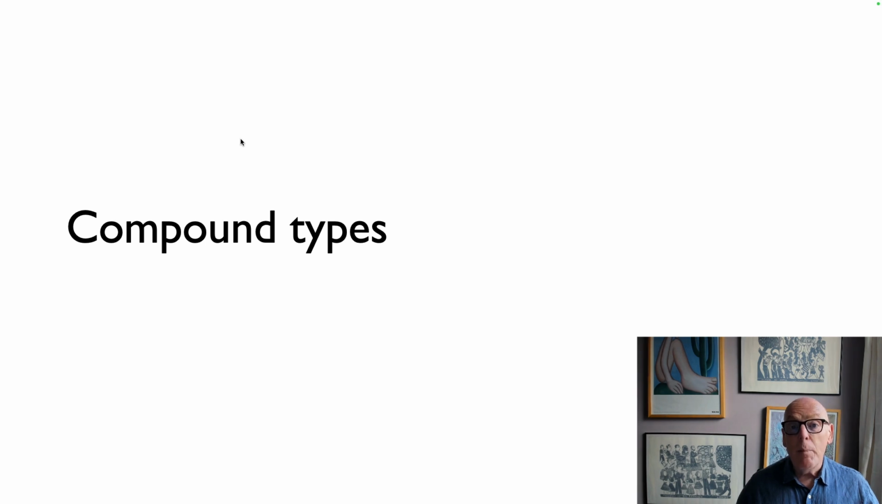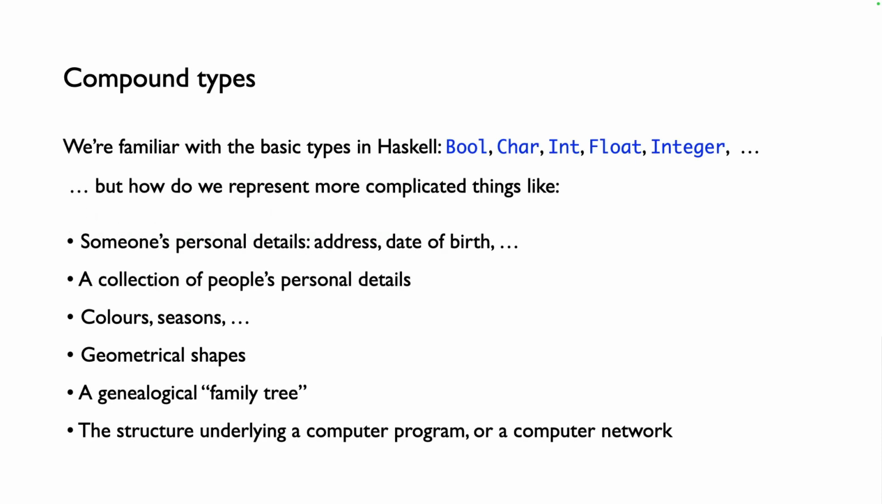The focus for this block of lectures is types and how we represent complex data. We do that by what we call compound types. We're familiar with the basic types in Haskell now. We've seen booleans, characters, integers, ints, floats, and so on. So numeric types, booleans, and characters. We also glancingly talked about strings.